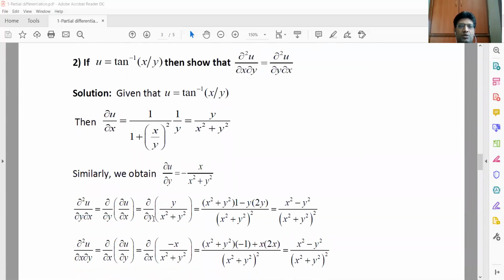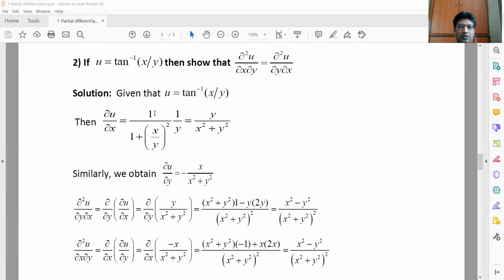Next, if u equals tan inverse x by y, then show that the mixed partial derivatives are equal. So dou square u by dou x dou y is the same as dou square u by dou y dou x. So what is u? U is tan inverse of x by y. So dou u by dou x is 1 by 1 plus x by y whole square, instead of x square. Now for this internal function with respect to x, it is 1 by y. So if you take LCM, this becomes y square plus x square. This y square comes to the numerator, 1 y is cancelled.